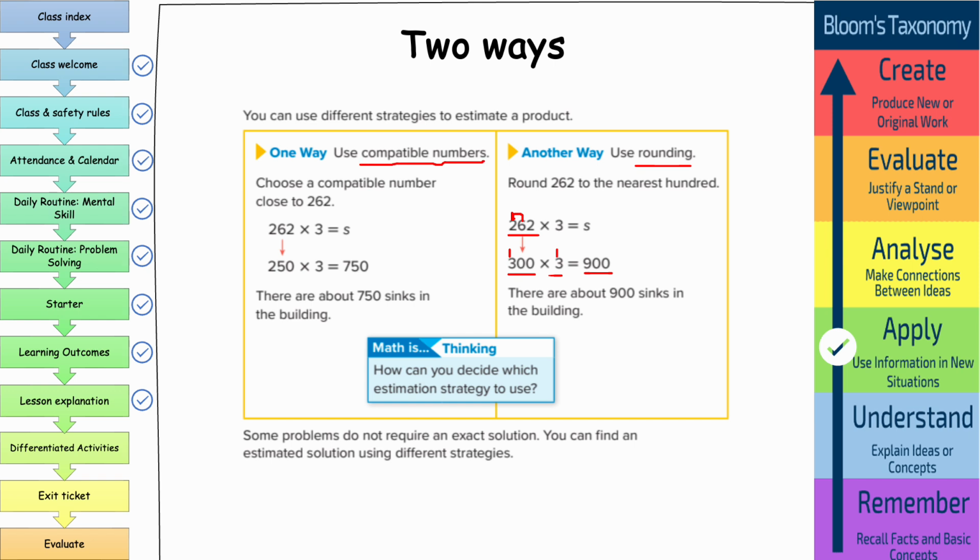Now, the second way is compatible numbers. We are using a compatible number to estimate. I will choose a compatible number that is really close to 262, which is 250. So 250 times 3: 25 times 3 is 75, and then I will add the last 0 in the equation. So it will be 750.